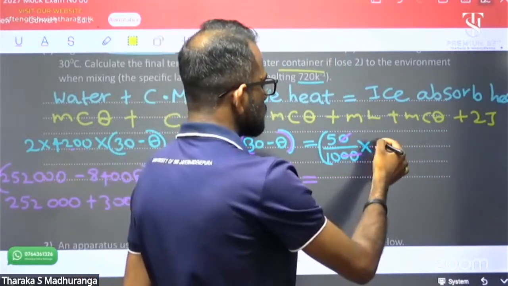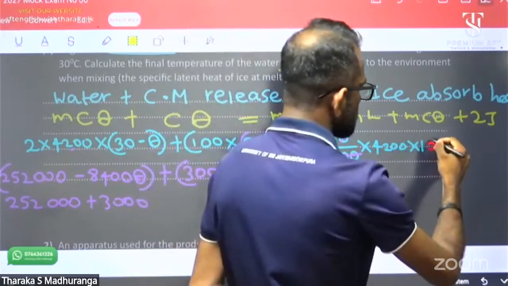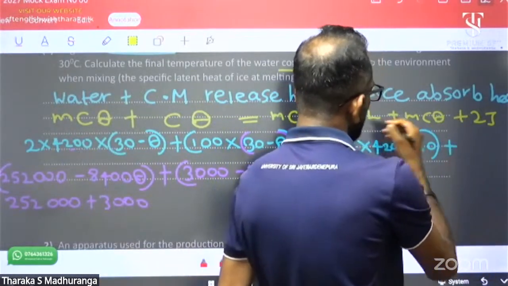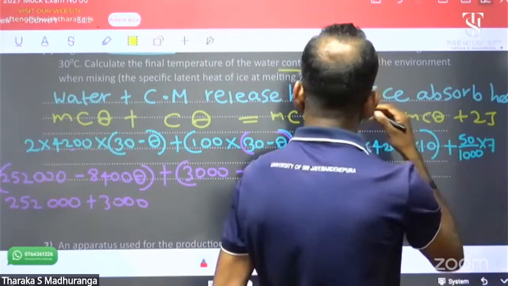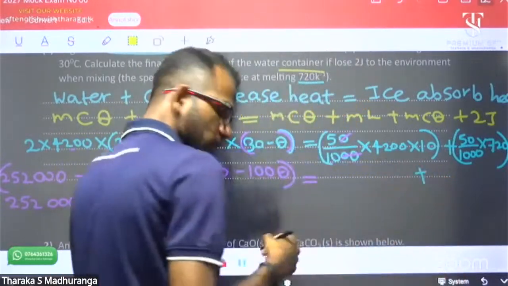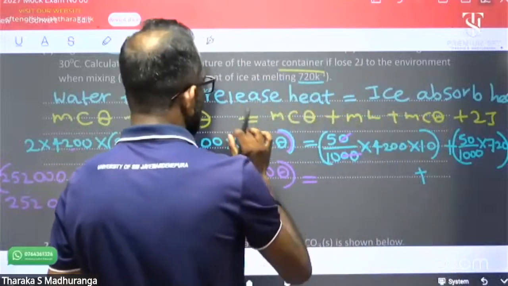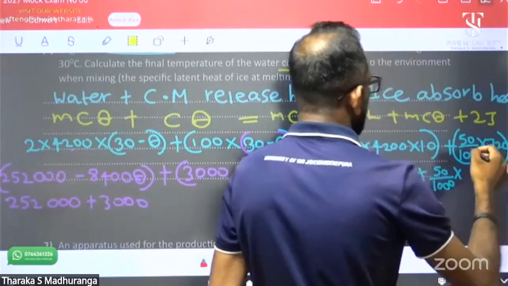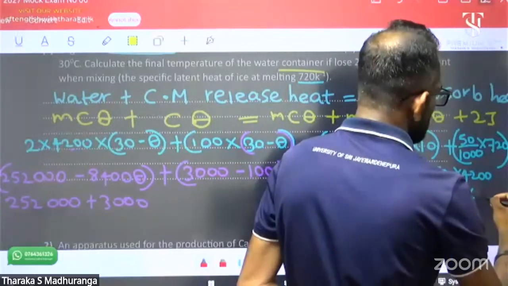Okay, this is mass into specific heat capacity of ice, also similar to 4200. Temperature difference 10, it is 10 now. 10 means minus 10 to 0 Celsius. Yes, ml means mass, 50 over 1000, into 720, plus again mc theta. mc theta means mass 50 over 1000, into 4200. Its temperature difference is theta minus 0.